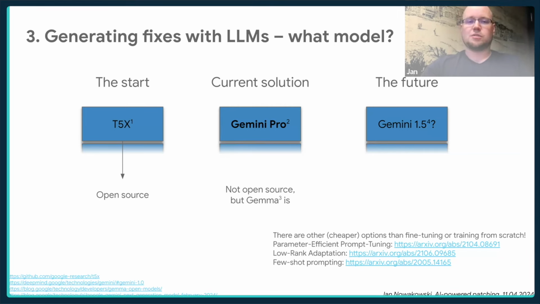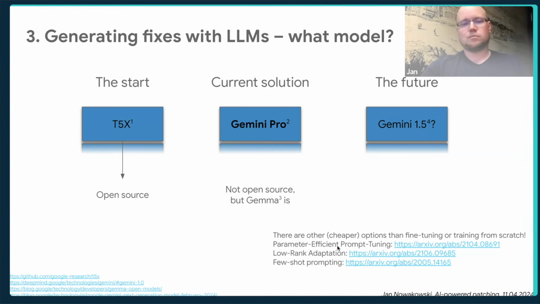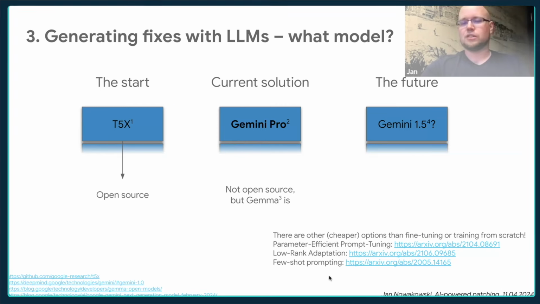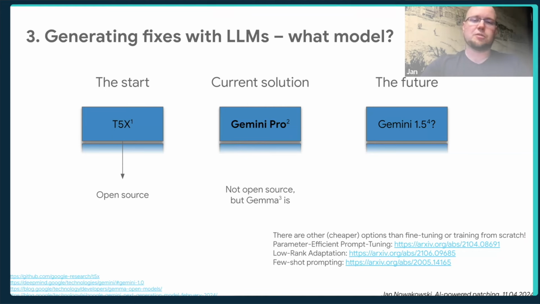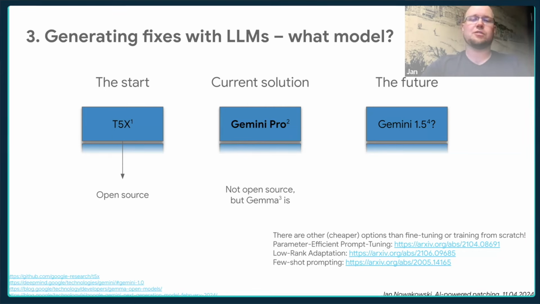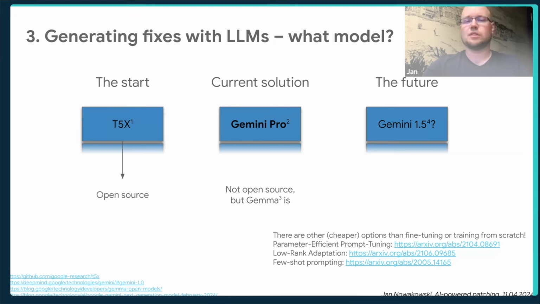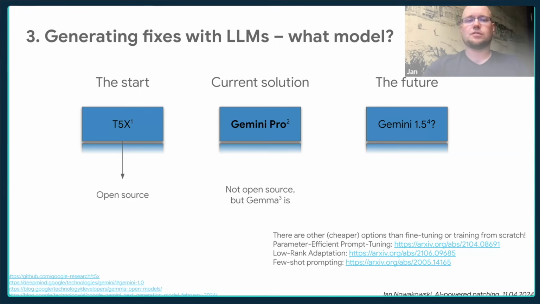And when it comes to fine-tuning, even if you cannot afford fine-tuning a full model from scratch, there are many much cheaper options, like low rank adaptation, or even without fine-tuning, with few-shot prompting, it already gives much better results. If you can give the model a few examples of previous fixes, it helps immensely with the accuracy of the output.